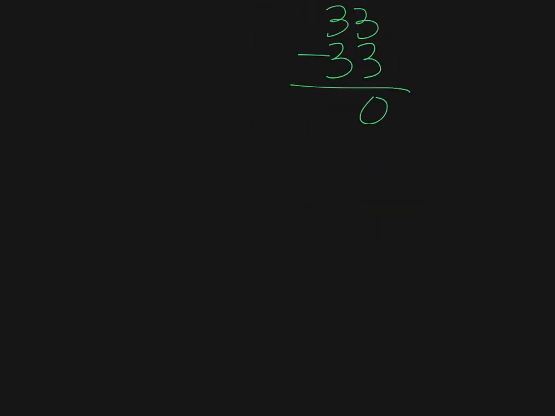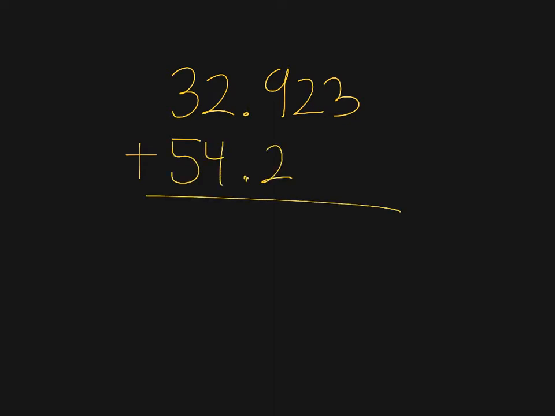For the second one, we have to find the sum. Let's go and add this up. This is 32.923 plus 54.2. If you want, you can add zeros if you like, or you can just move down the numbers. And then 9 plus 2 is 11. Carry the 1. The decimal goes straight down.